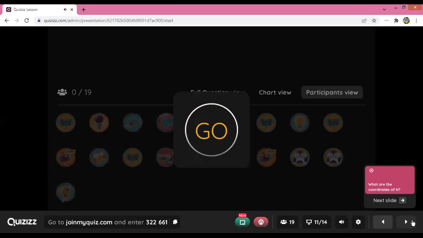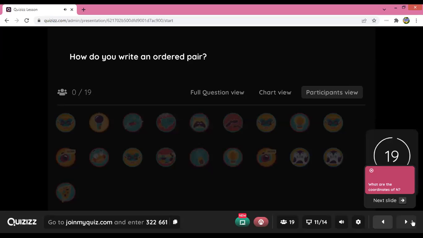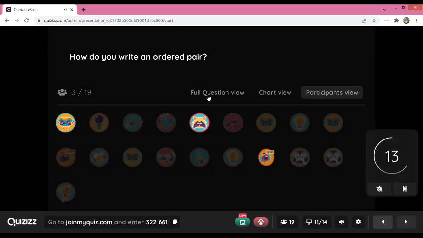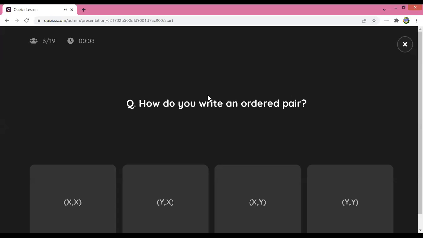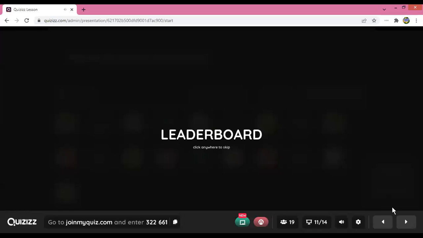How do you write an ordered pair? Is it x comma x or is it x comma y? How is it? Timer is ticking. Another 5 seconds. How do you write the ordered pair? It's always x comma y, right? Again, that was an easy question. X comma y.